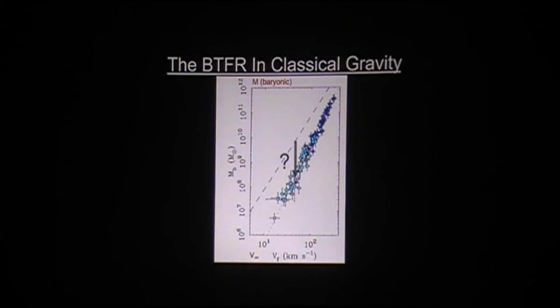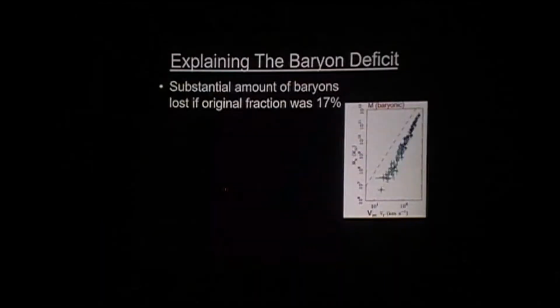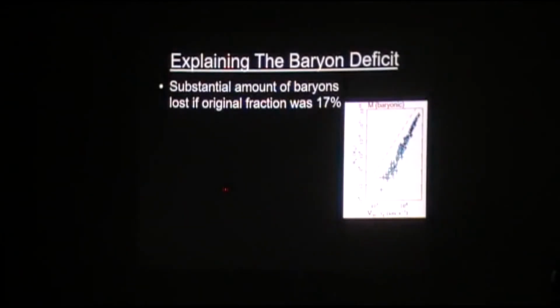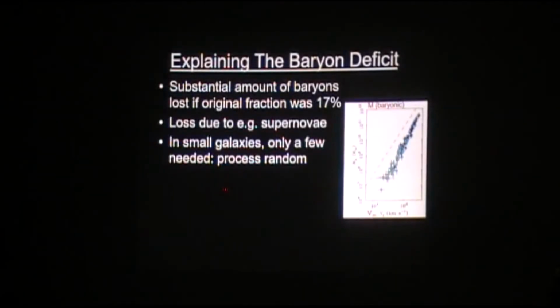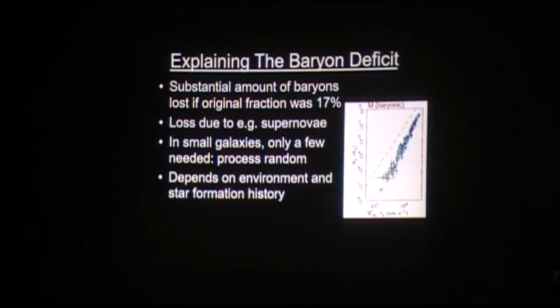So people who work on this in the context of the standard model, so most astronomers, will need to try and explain this drop in the baryonic mass. How can it have been lost from galaxies? There are ways to do that. It's not totally impossible. You can have things like supernovae, but you only need a few in some of the smaller galaxies, down here. This kind of thing will depend on the environment of the galaxy and how exactly it's formed stars, which obviously is going to have some amount of randomness.